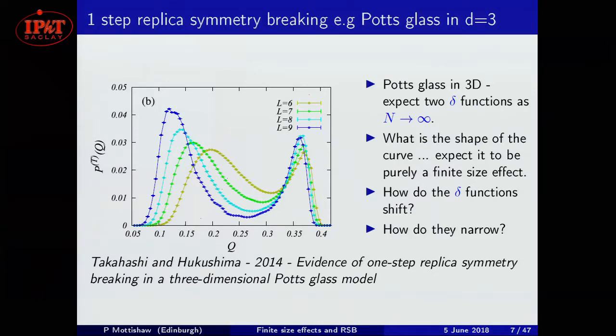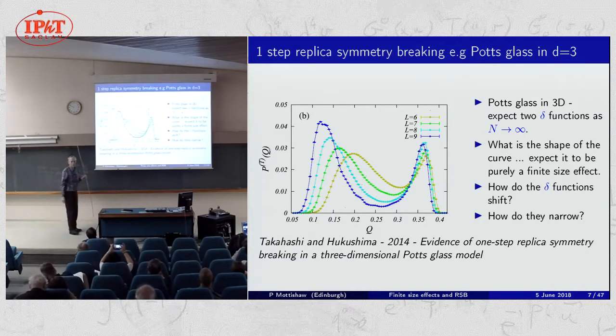This is also some recent simulation of P of Q on 3D Potts glasses. And the assumption is that in the thermodynamic limit, you've actually got two delta function peaks, and that this effect in the middle is a finite size correction.